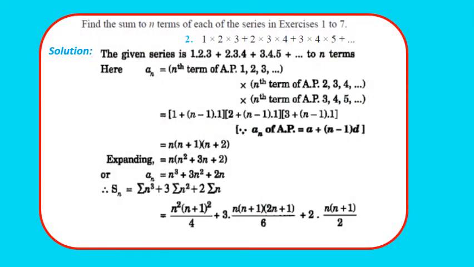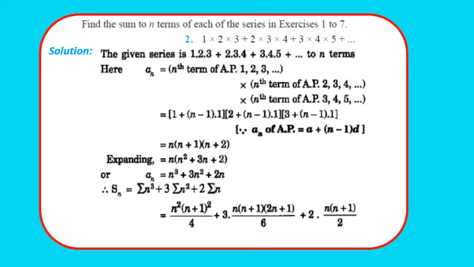Moving to question 2. Find the sum of n terms of the following series: 1 into 2 into 3 plus 2 into 3 into 4 plus 3 into 4 into 5 and so on. So an will be equal to the nth term of the first AP, that is 1, 2, 3 and so on, multiplied by the nth term of the second, that is 2, 3, 4 and so on, multiplied by the nth term of the third AP, that is 3, 4, 5 and so on. So we get n into n plus 1 into n plus 2.